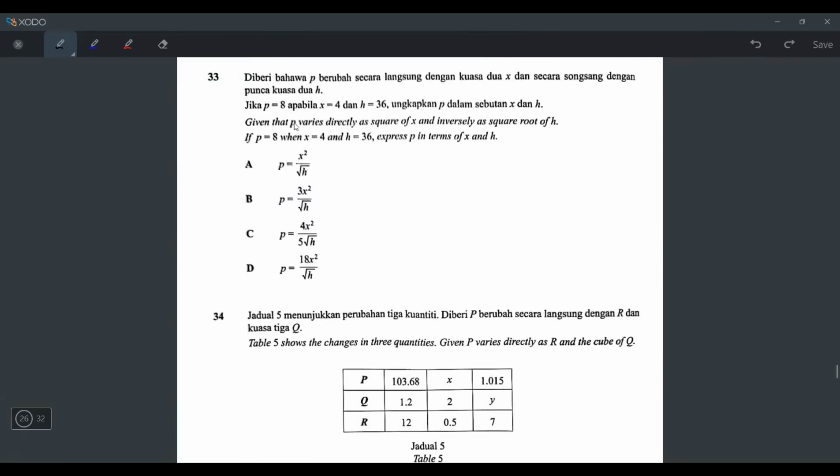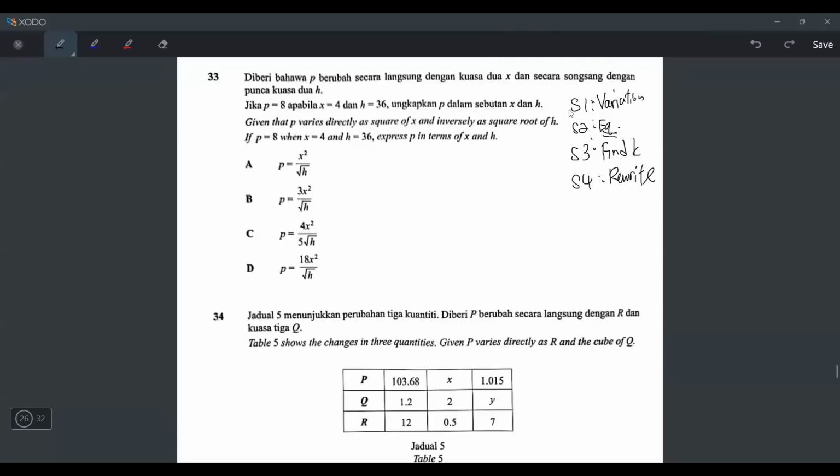33. This is variation, and for variation, please remember the 4 steps. If you don't remember, you will suffer. Okay. What is step 1? Always write down the variation. What is step 2? Change to equation. How to change to equation? Change the variation symbol to equal, but you have to add K. Then you change to equation. Step 3, find K. Step 4, rewrite. Okay. Always follow these 4 steps when doing variation.